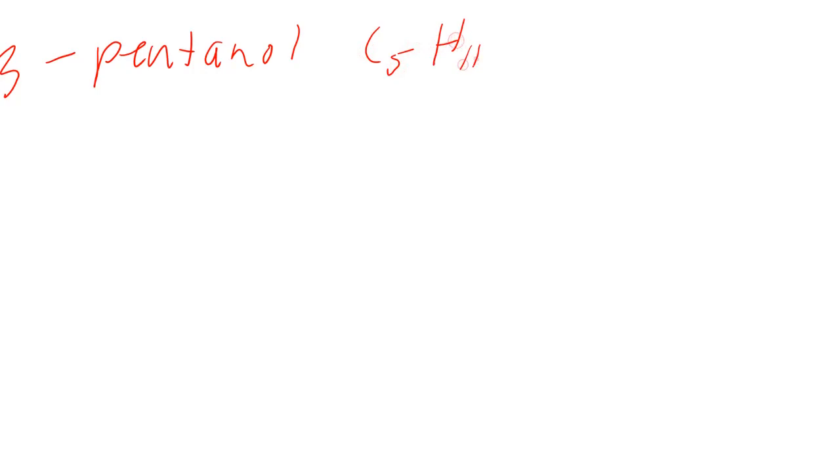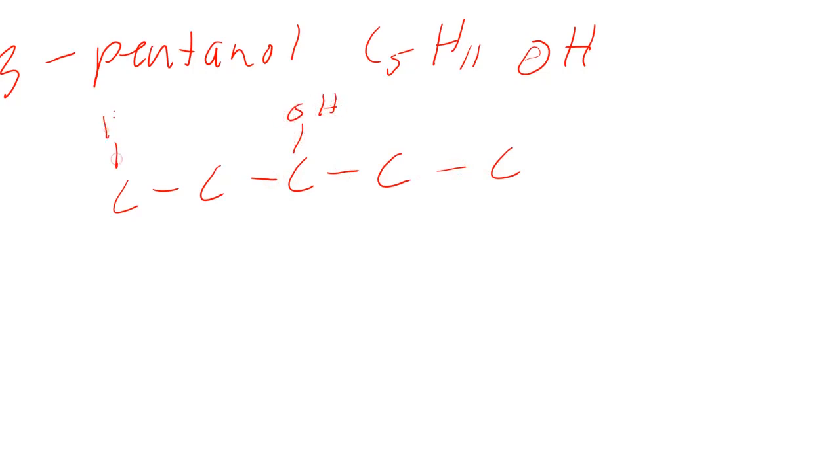Our next molecule is 3-pentanol. 3-pentanol has a structure of C5H11OH. Again, with the OL ending and that OH, we have an alcohol. We have 5 carbons, and the 3 tells us that the OH comes off of the third carbon this time.